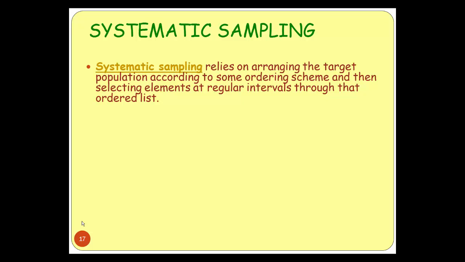Systematic sampling relies on arranging the target population according to some ordering scheme and then selecting elements at regular intervals through that ordered list. In this case, it's important that a starting point is not automatically the first on the list, but is instead randomly chosen from within the first to the xth element in that list. A simple example would be to select every 10th name from the telephone book, also referred to as sampling with a skip of 10.